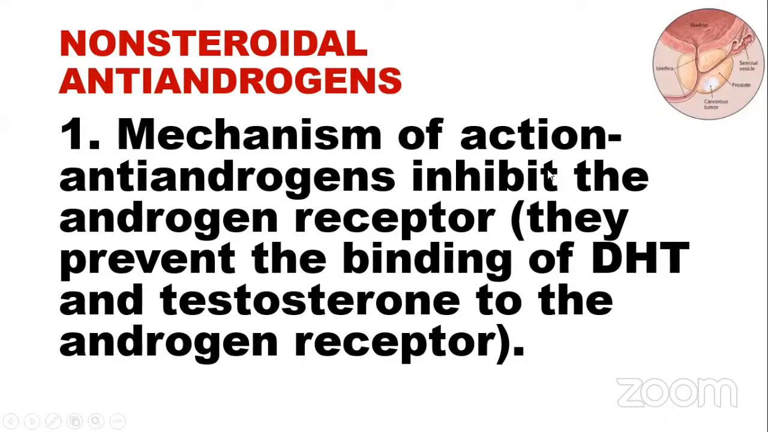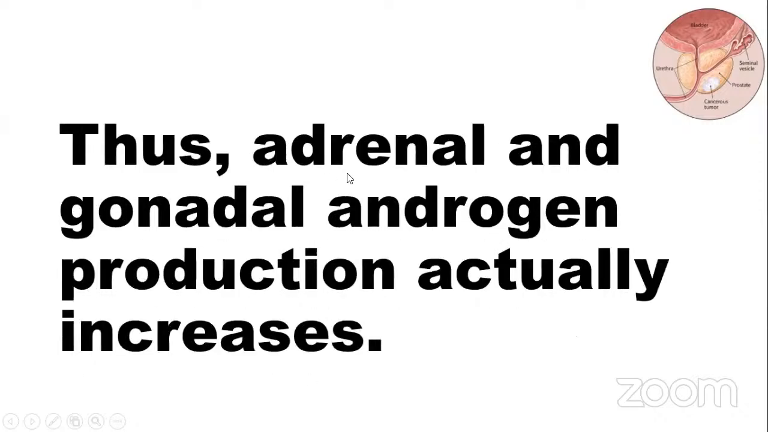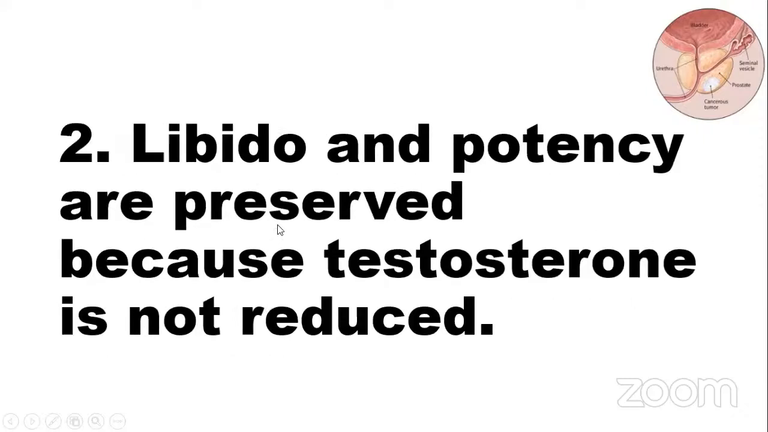A non-steroidal anti-androgen. Mechanism of action: anti-androgens inhibit androgen receptors. They prevent the binding of dihydrotestosterone and testosterone to the androgen receptor. Androgen receptors in the pituitary and hypothalamus are also blocked, which prevents androgen from engaging negative feedback and leads to increased serum level of luteinizing hormone. Thus, adrenal and gonadal androgen production actually increases.